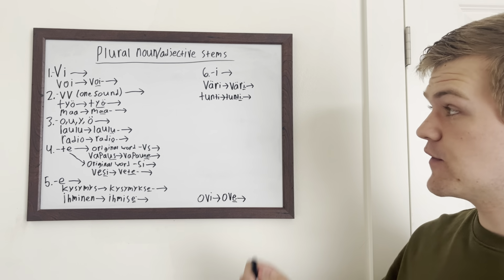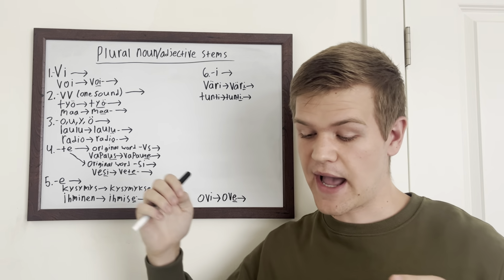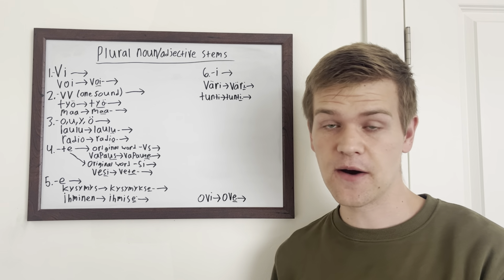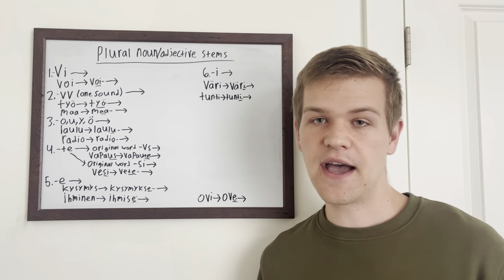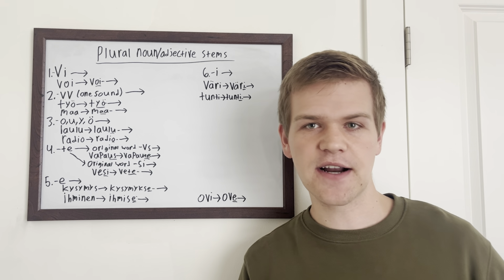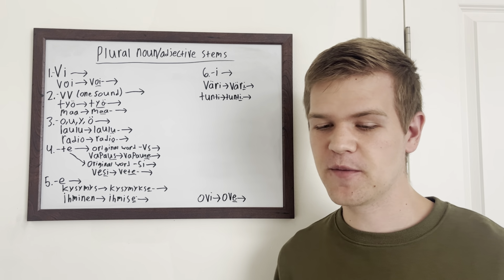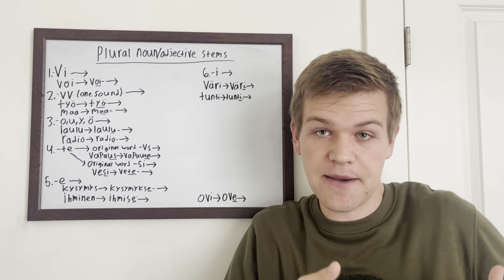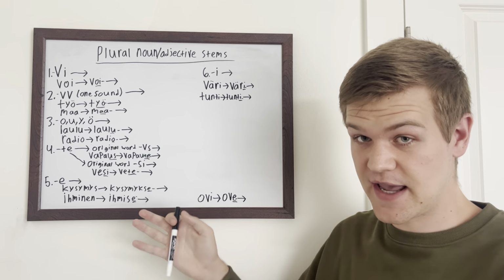These are used for when we want to add a case onto something but have it be plural. If we have the word talo, which is house, and we wanted to say in the house, we add SSA, like I've talked about before: talossa. But if we wanted to say in the houses, we have to do something to the word to make it plural, which is what we're going to be talking about today.